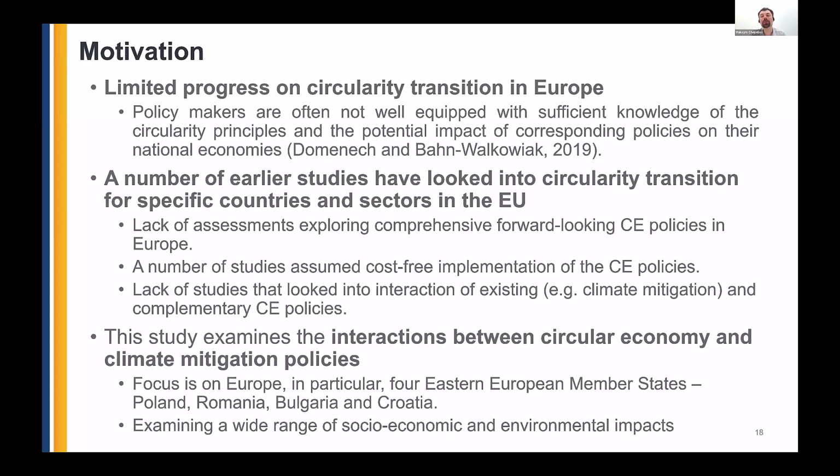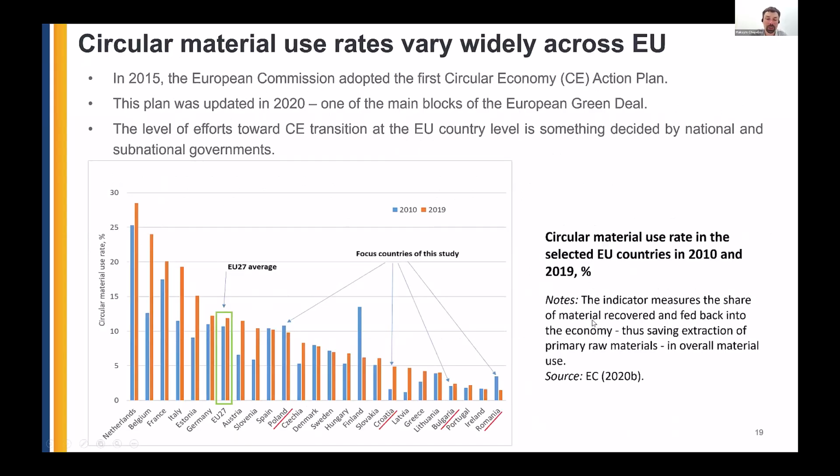A number of earlier studies looked into circularity transition for specific countries or selected sectors in the EU, but there has not been a comprehensive study at the EU-wide level. And that's what we try to do in this assessment, focusing on the EU in general, but also selected countries, in particular in Eastern Europe, that did not manage to achieve that much progress on circularity in recent years. These are Poland, Romania, Bulgaria, and Croatia. With this, we try to estimate both the environmental and socioeconomic implications of the circular economy transition.